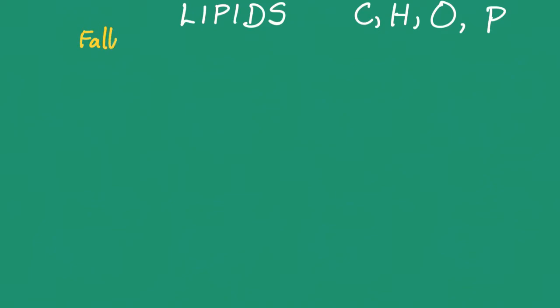The third group of biological macromolecules that we will look at are lipids. Lipids are made up of carbon, hydrogen, oxygen, and phosphorus. The building blocks of lipids are fatty acids and glycerol. There are three classes of lipids. We have phospholipids, triglycerides, and steroids.